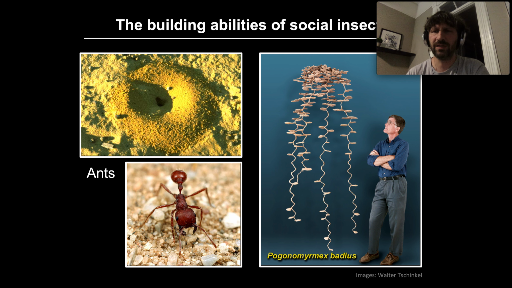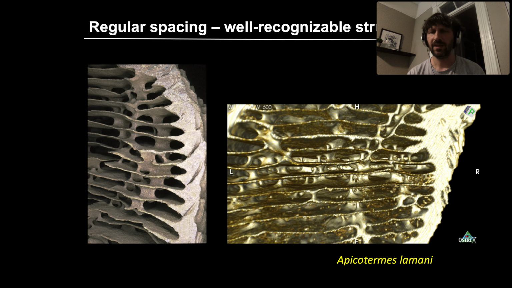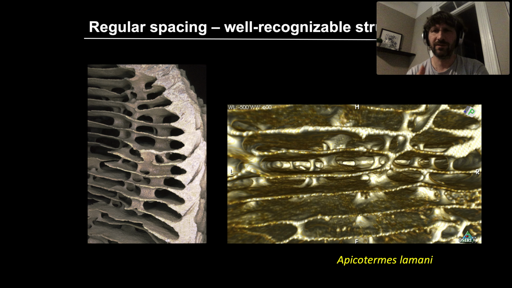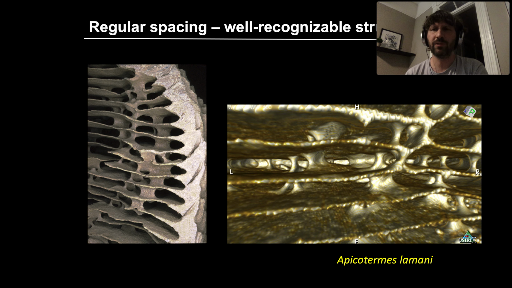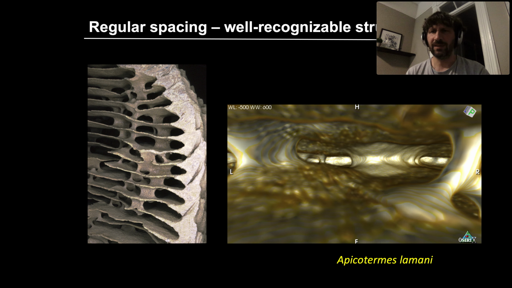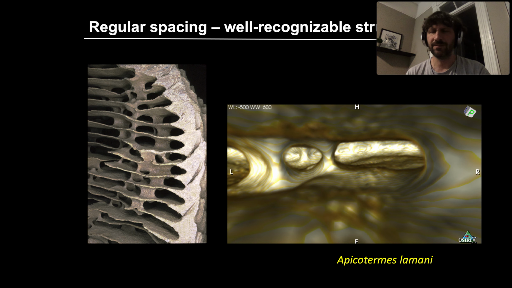Among all social insects, termites are those that build the most impressive nests. And you may have seen already an example of these Apicotermes nests, which are about 40 centimeters in height and on the external surface have all these regularly spaced pores. Inside the nest, we can see a number of floors that are equally distant from each other and supported by pillars. The different floors are connected together by different types of ramps, and in this video we are going to follow one of these ramps.